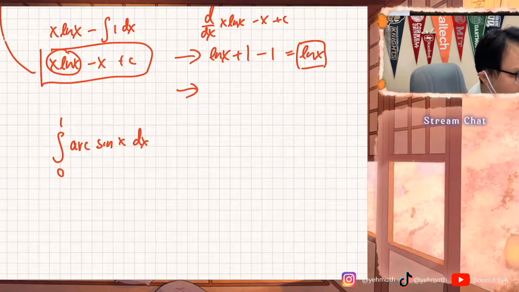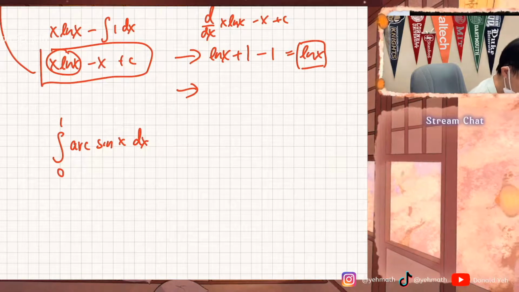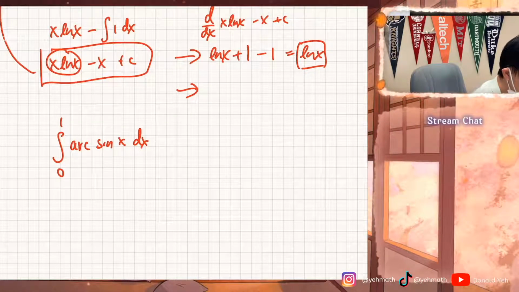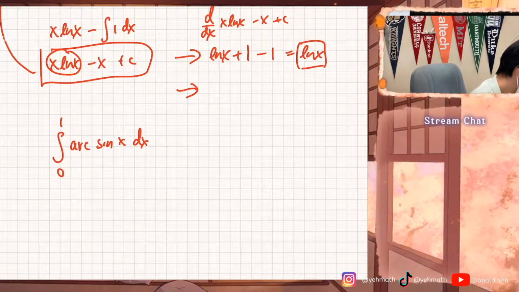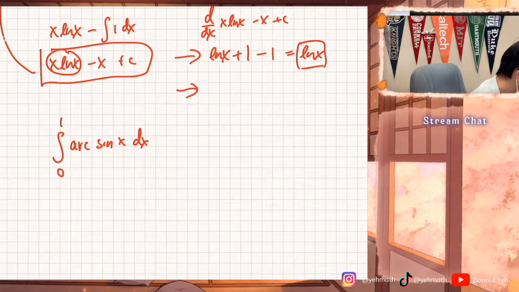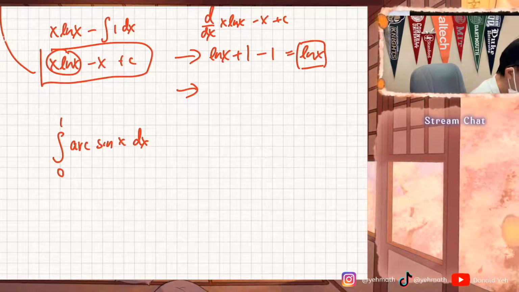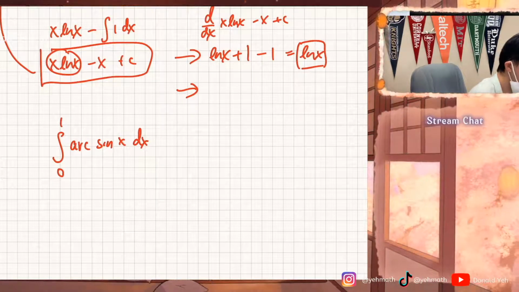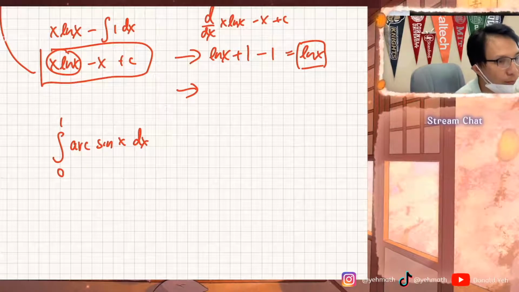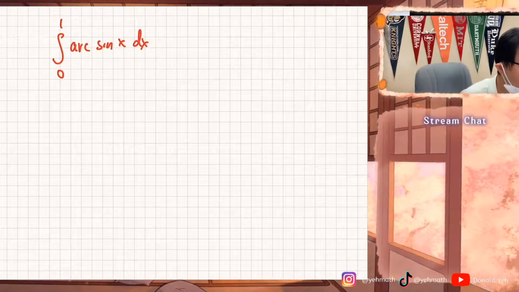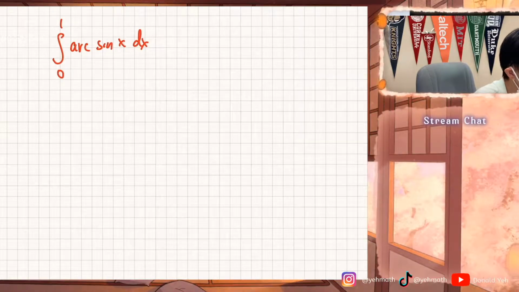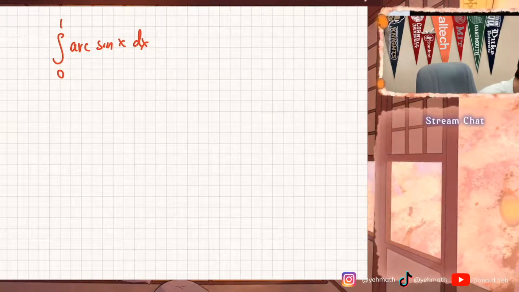What are you talking about? It's not x dx. It's x times 1 over square root of 1 minus x squared. It's v du, so it's not x dx. So it's x over square root of 1 minus x squared. Don't forget the boundary. We're doing 0 to 1. All right, so let's start.